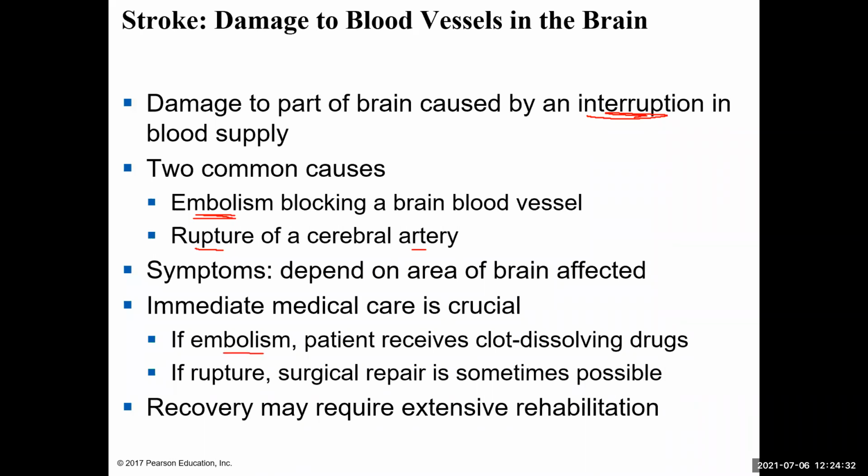And if it's an embolism, the patient would take medication to hopefully get rid of the clot or whatever is blocking that vessel. If it's a rupture, the doctors would have to go in and surgically repair that ruptured vessel. This is not always possible depending on where that vessel is located. It could be in the interior area of the brain or the outer portion. And so where it's located actually determines whether or not surgical repair is possible.